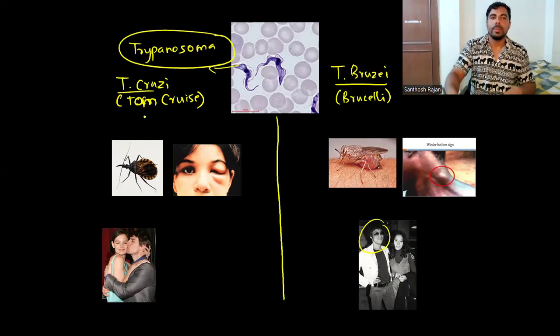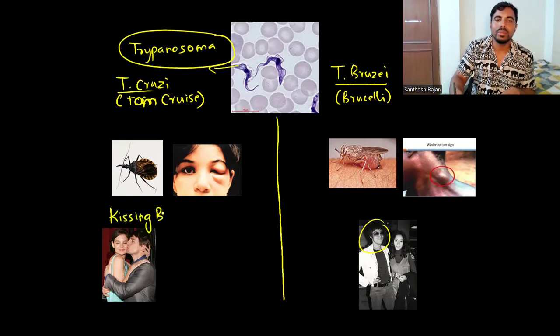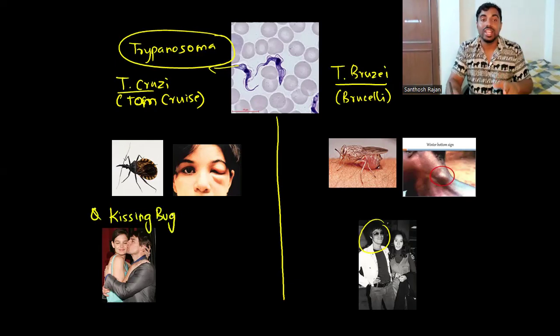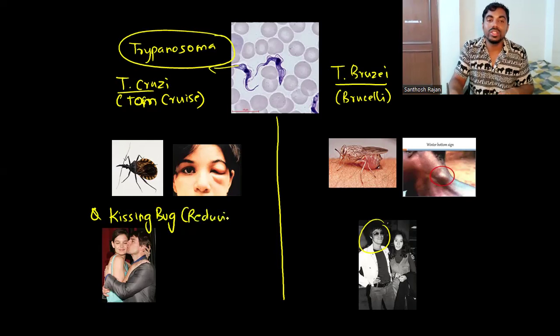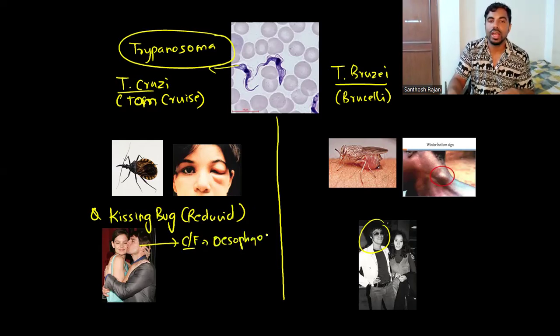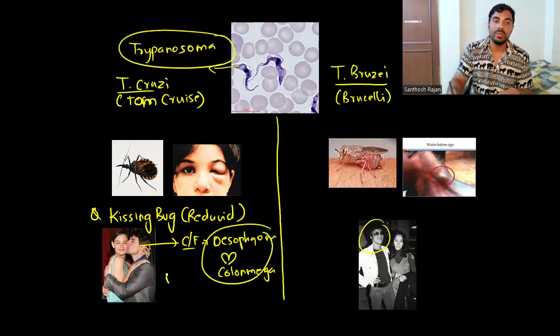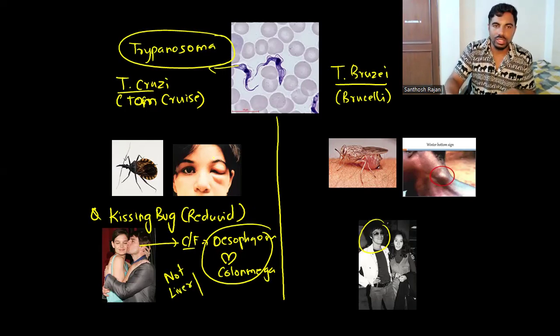How to remember? Both are different. Tom Cruise likes to kiss, so kissing bug can be a question. Kissing bug is always ready to kiss. Number two, Tom Cruise is a healthy guy, so the clinical features would be everything is big. He'll have esophagomegaly, cardiomegaly, and also colonomegaly, megacolon. All these things, but not the liver and spleen. Now remember, there is no hepatomegaly. That can be a question. And look at this. This is called Romana sign.